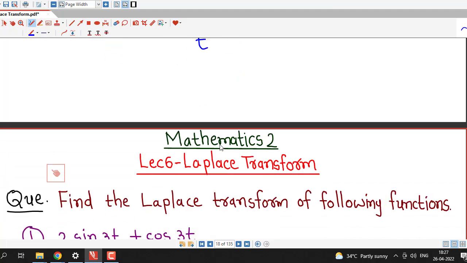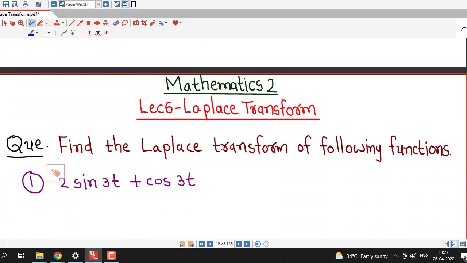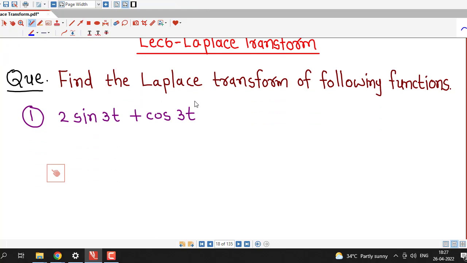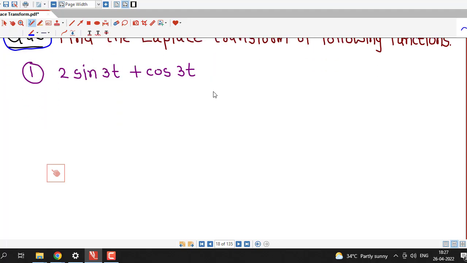So using those things which we have done up to lecture number 5, we have discussed Laplace transform of some elementary functions, and we have discussed linearity property also. So using linearity property with all those formulas, we can find out Laplace transform of some functions. So we are going to discuss this question on finding Laplace transform of different functions.